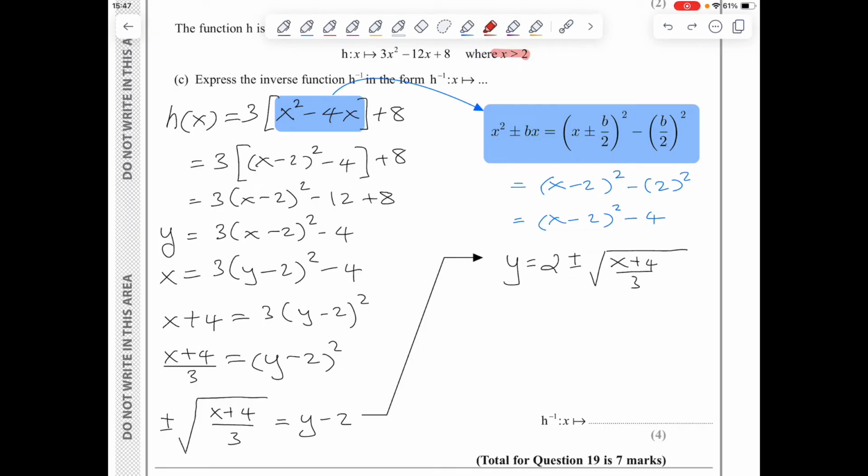Now for the original function, x was greater than 2. So for the inverse function, y must be greater than 2. So out of the plus or the minus, I'm going to keep the plus, so I make sure that y is always 2 plus something, so y is greater than 2. So the inverse function is 2 plus the square root of (x plus 4) over 3.